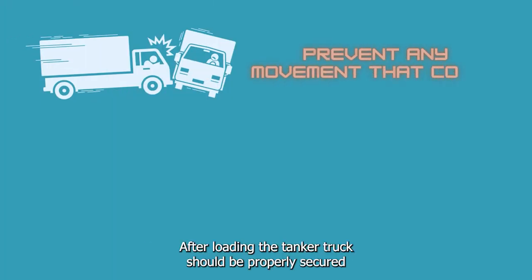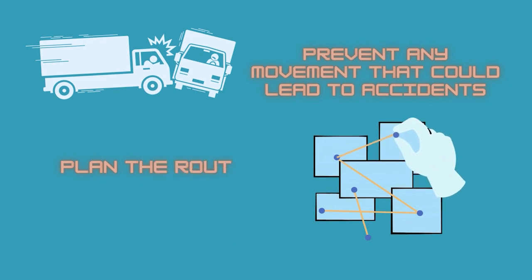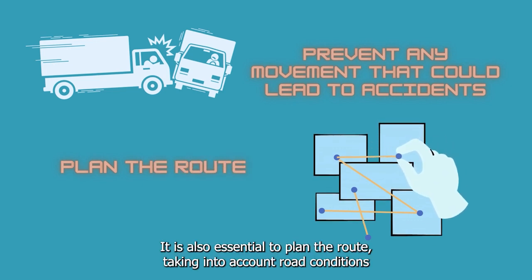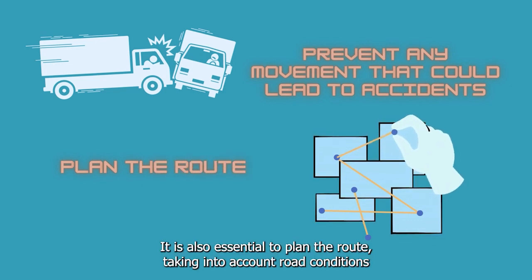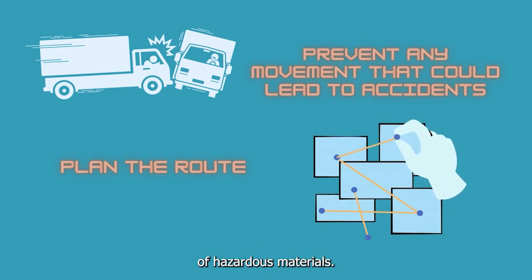After loading, the tanker truck should be properly secured for transportation to prevent any movement that could lead to accidents. It is also essential to plan the route, taking into account road conditions and adhering to regulations for the transport of hazardous materials.